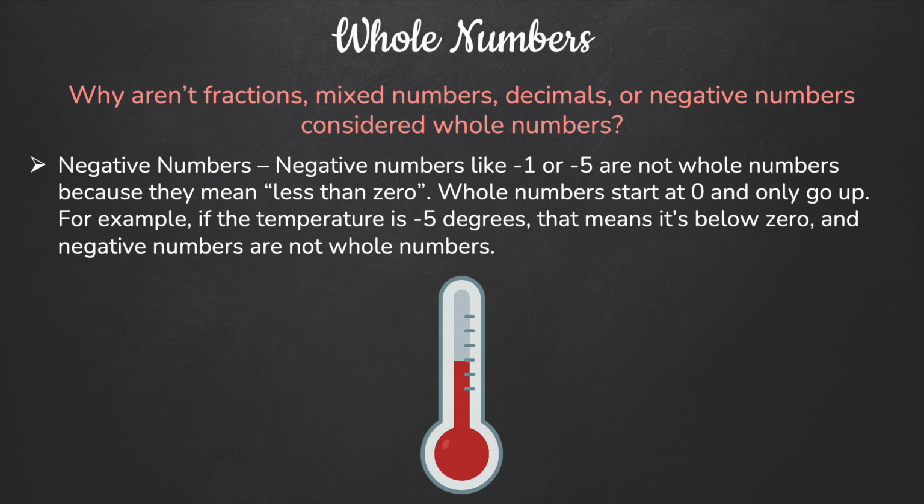Negative numbers like -1 or -5 are not whole numbers because they mean less than 0. Whole numbers start at 0 and only go up. For example, if the temperature is -5 degrees, that means it's below 0 and negative numbers are not whole numbers.